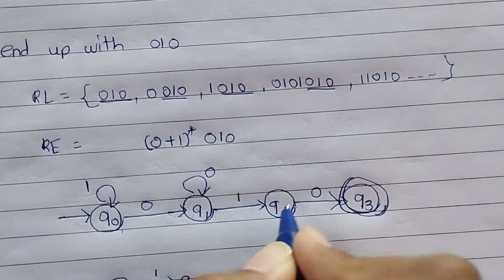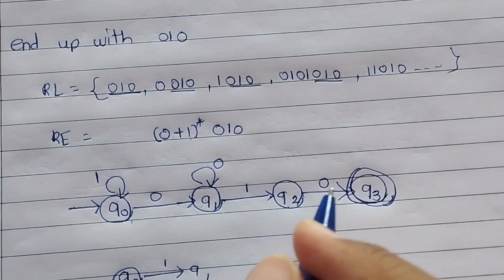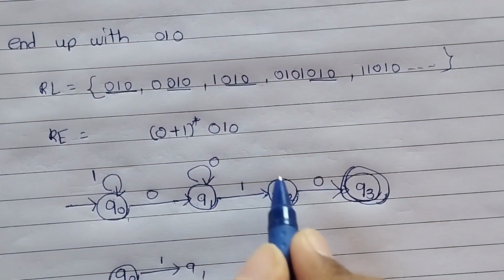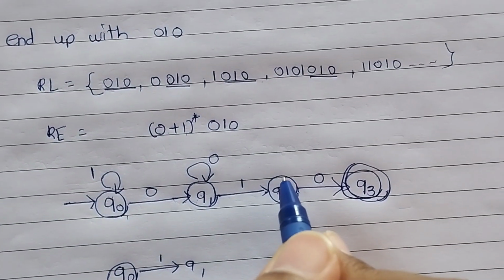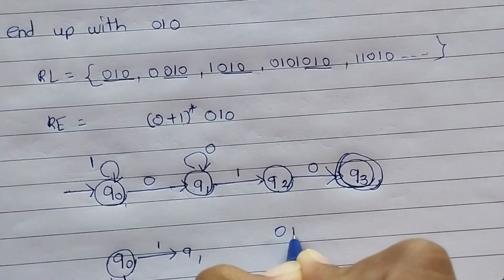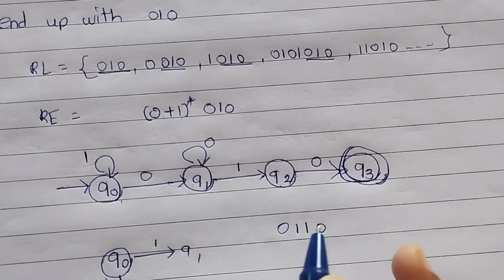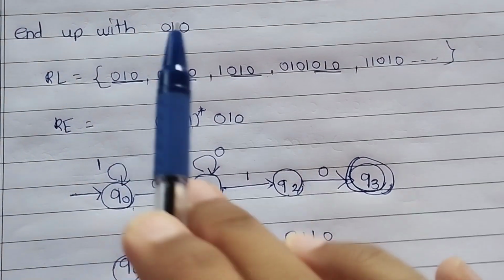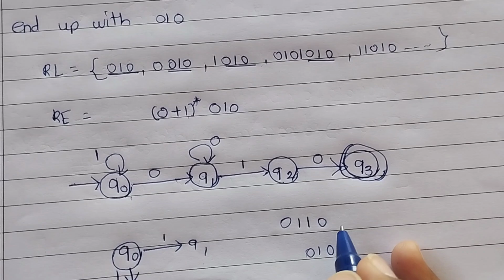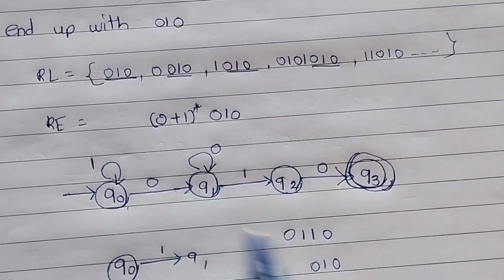Now we think about this q2. 0 is passed, but 1 is still not taken. So what do we do? If we give the 1 to q2 itself, and this string comes like 0 1 1 0, this is not accepted, because the condition is that the string must end with 0 1 0 only, not with 0 1 1. So we do not give 1 to q2 itself.